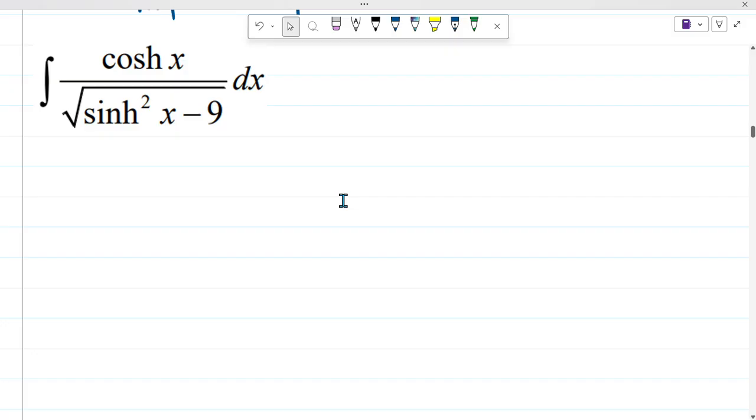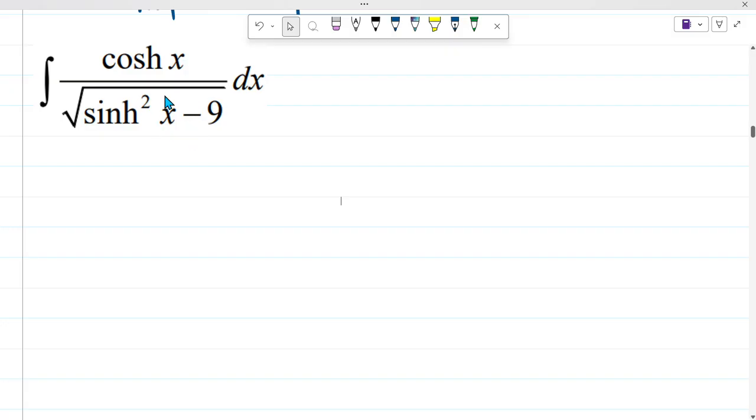We've got this question now. Integrate hyperbolic cos of x divided by the square root of hyperbolic sine of x all squared minus 9, and then dx. So now we check: can this one fall under any of the formulas that we know? Can this format fall under any of the formulas that we know, so that we can use one of the inverses there? If it's tan inverse, we use tan inverse, and so on.